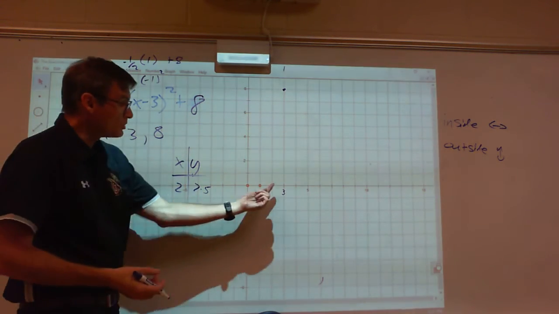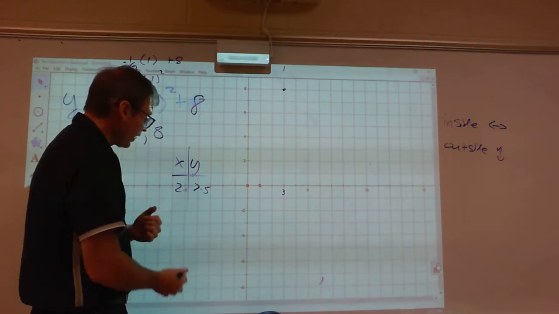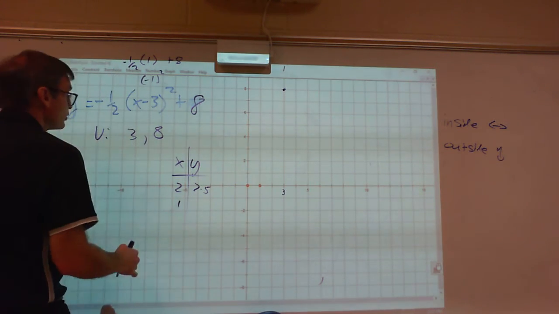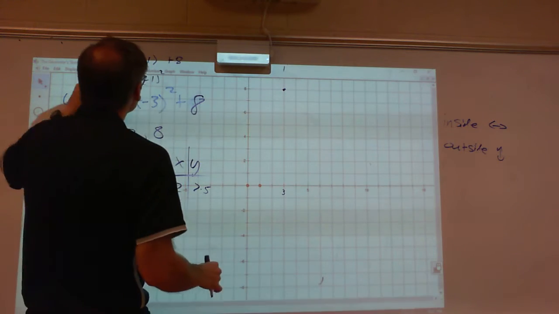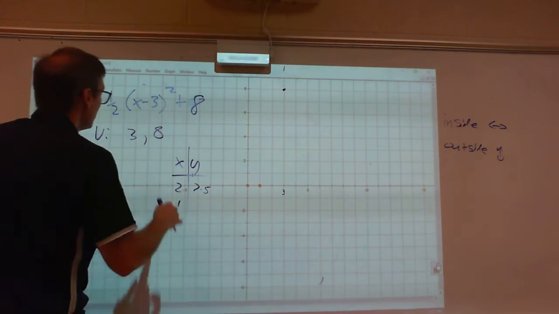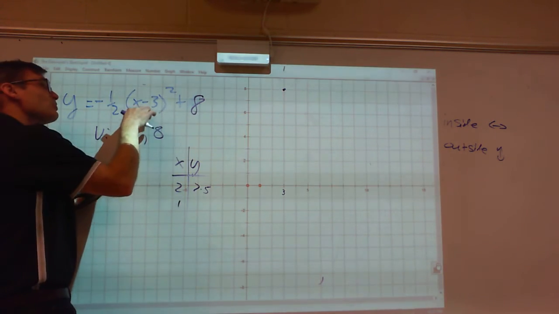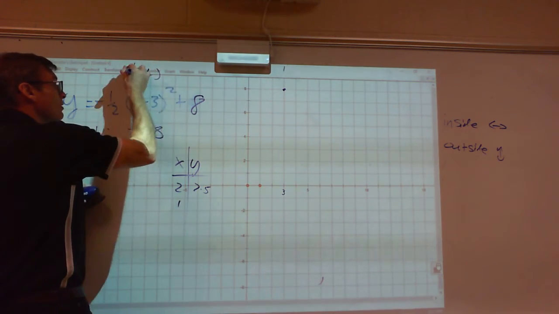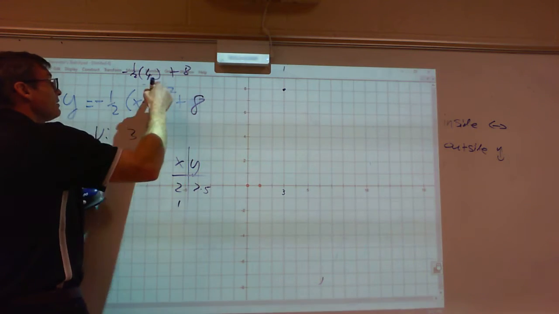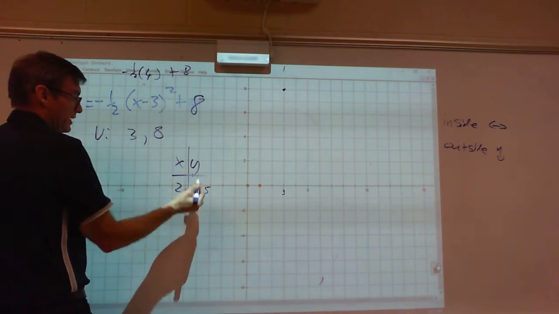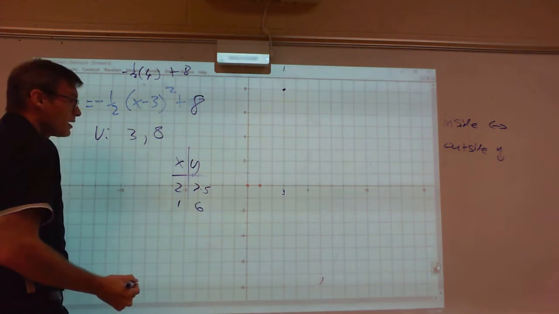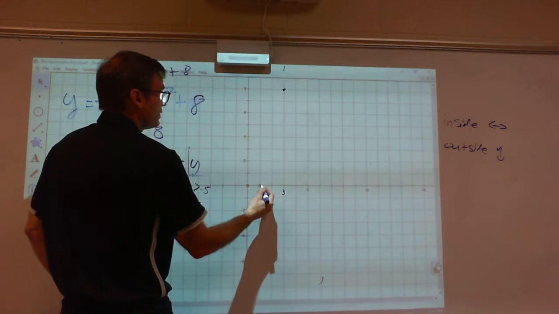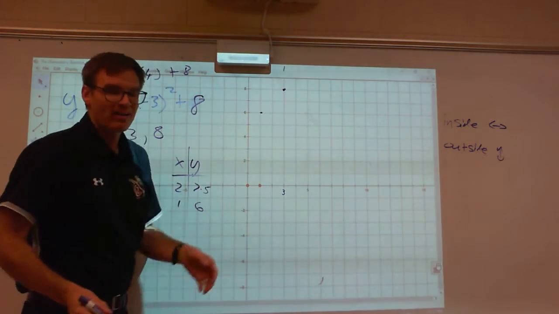So 2 didn't work, so I'll move a little further away. I'm going to try 1. And when I try 1, minus 3 is negative 2. Negative 2 squared is 4 times 1/2 times negative 1/2 plus 8. So I get negative 2 plus 8. That gives me 6. So at negative 1, I go up to 6. Now I have my dot.